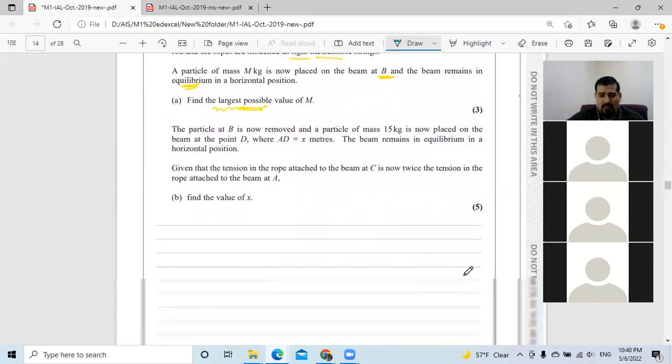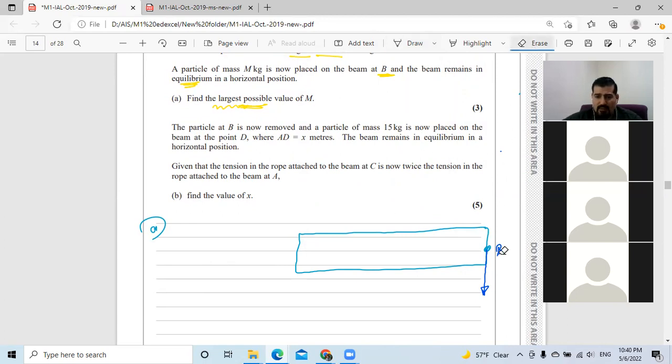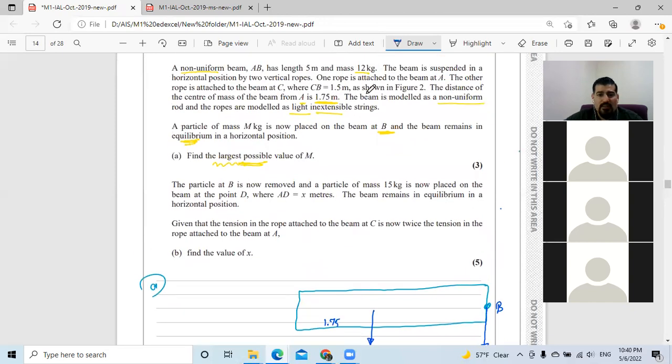So what are we going to do? First of all, we are going to draw our free body diagram. I don't prefer to draw on the same picture. What do we have here? We have a particle of mass m at B. This is the mass of it, m, so the weight of it is mg. There's a weight downwards, and the distance here is 1.75, and it's 12g.